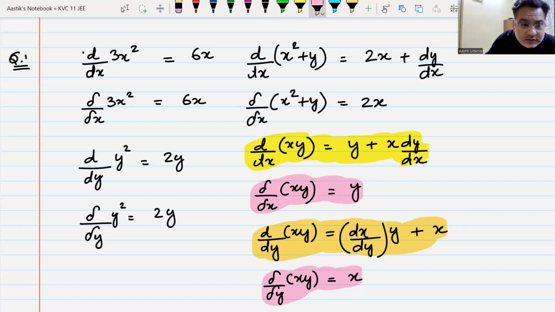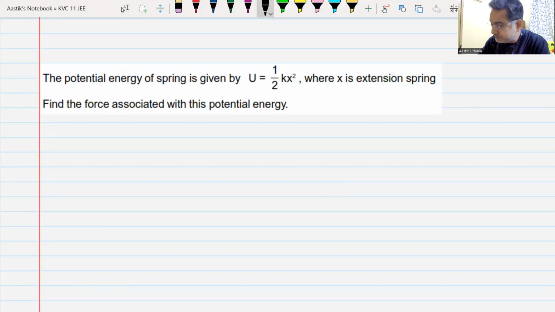Now, we have seen how force and energy are related to each other. Now, I'll give you a question where we already know the answers, but we will try to find out these answers in a different way. So, this is the question. The potential energy of a spring is given by the relation U is equal to half kx square, where x is the extension in the spring. We know that. Find the force associated with this potential energy.